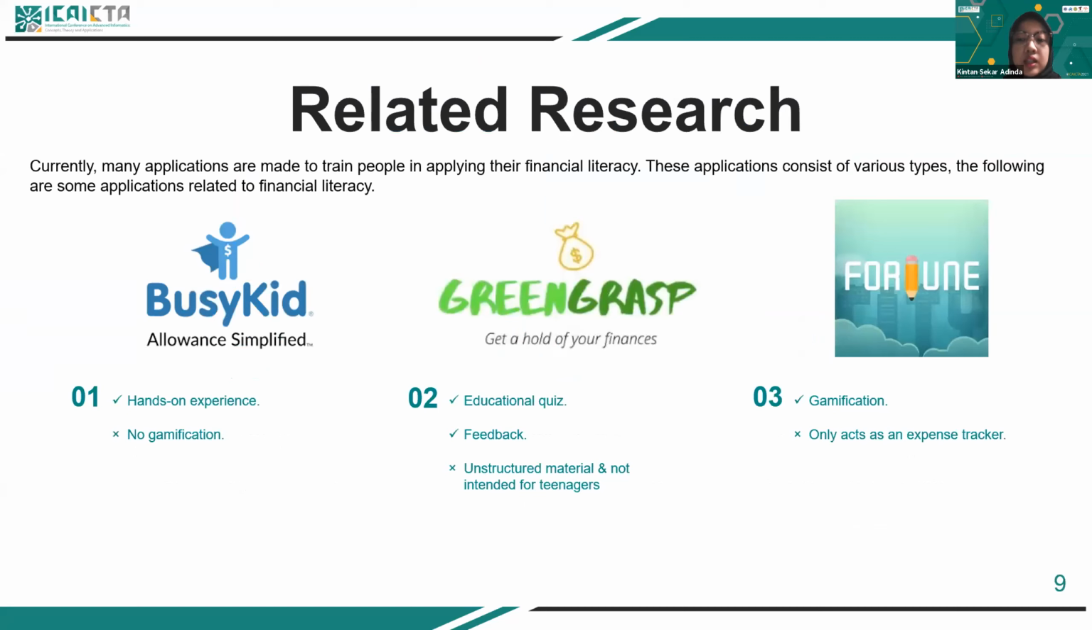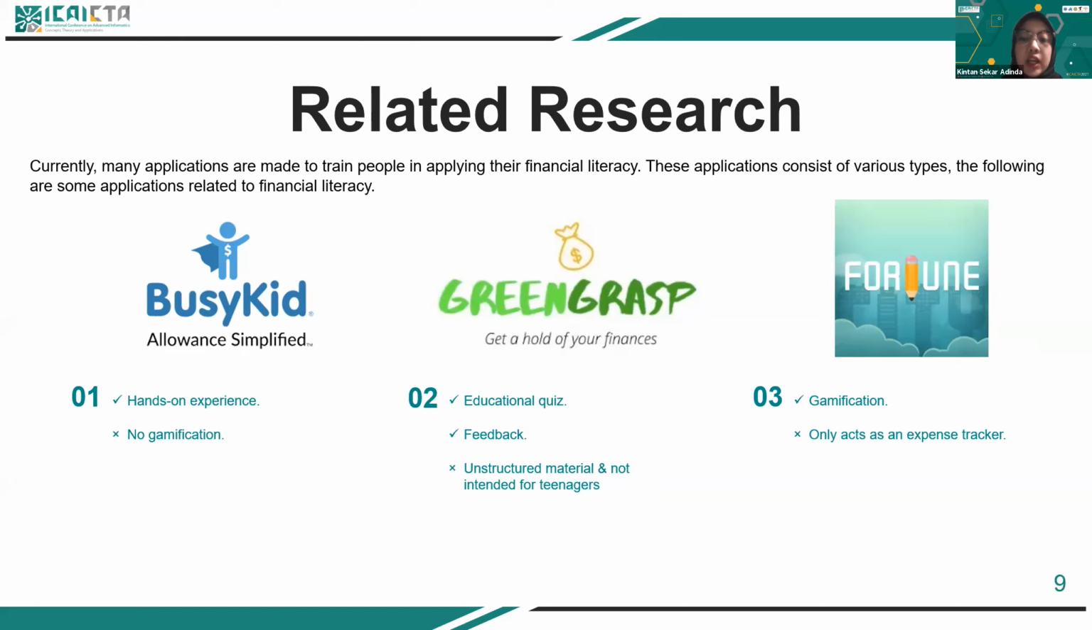To achieve a solution, an analysis of problems related to interaction design applications related to financial literacy app. There's 3 apps that I researched. The first one is BusyKit. BusyKit has the advantage of practical experience or hands-on in managing money. For example, the feature for saving gives teenagers the freedom to manage their own finances. However, there is still room to be developed by applying gamification. For example, the badges element can be applied to mark a teenager's progress in saving.